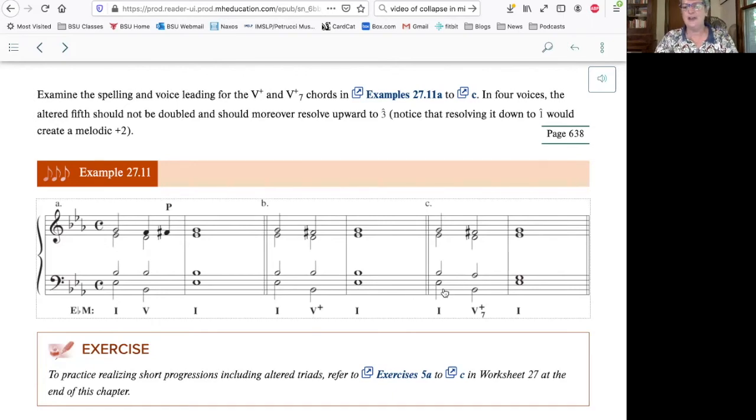And then in the final example, we have the 5 augmented triad with a minor seventh. And again, we can see that characteristic augmented sixth interval, A flat and F sharp, both of those notes resolving to the G, which is the third of the 1 chord.